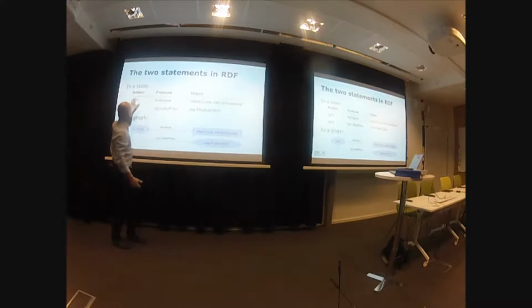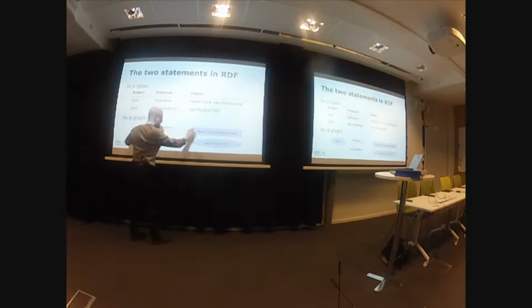So this is a tabular way of looking at it, and here is a graph way of looking at it. The difference is basically that we see that both these statements have the same subject. They start from the same entity, the same graph node. And here we say RDFS label and Nobel Prize.